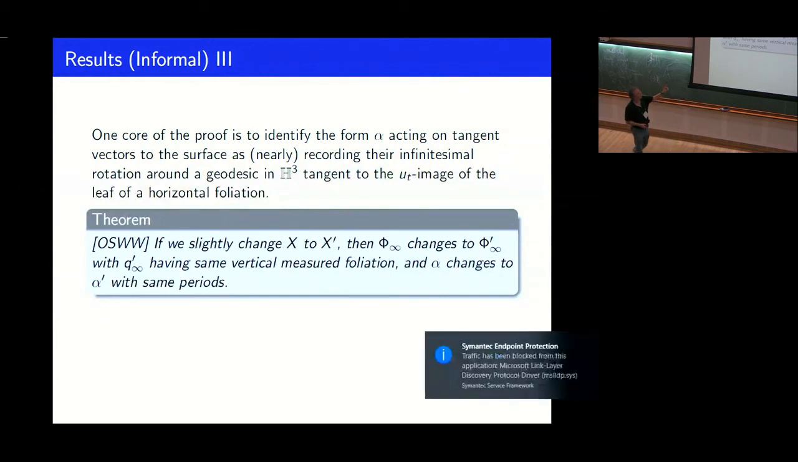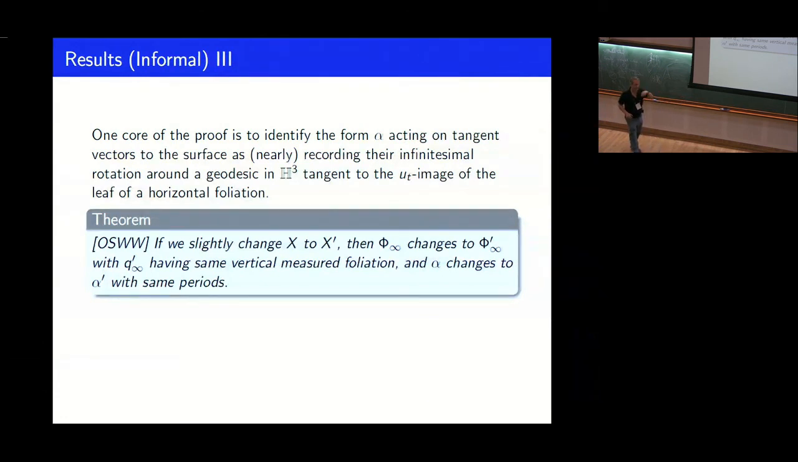Is this saying that for x near x prime, because otherwise I get confused about where the zeros go. So it's saying that the pleated surface doesn't depend on it. The pleated surface does, the bending lamination does, but the bending cocycle and the measurements of phi infinity do not. I keep the same vertical measured foliation, not the same horizontal measured foliation. We're into the weeds a little bit here. I'm deep into the weeds already.